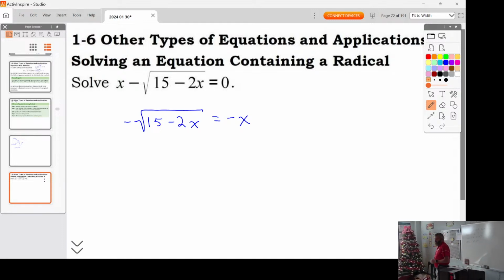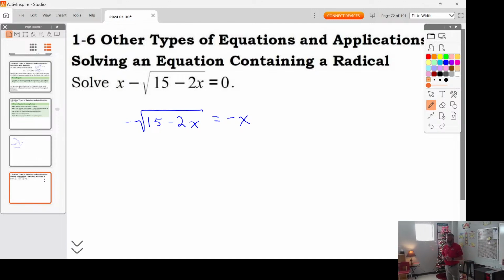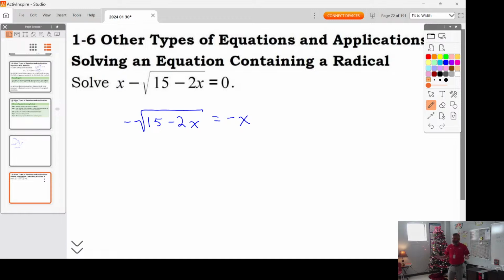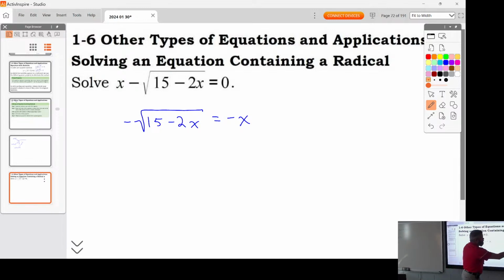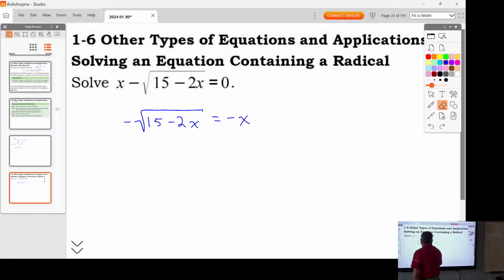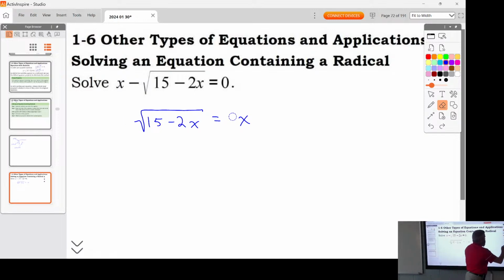Is the radical by itself? Yes or no? No. What's with the radical? A negative sign. How do I get rid of the negative sign? Multiply or divide everything by negative 1, right? So all we're going to do is change the signs now? Okay, I'll change the signs. They both become positive. Change that one, change that one. There we go.